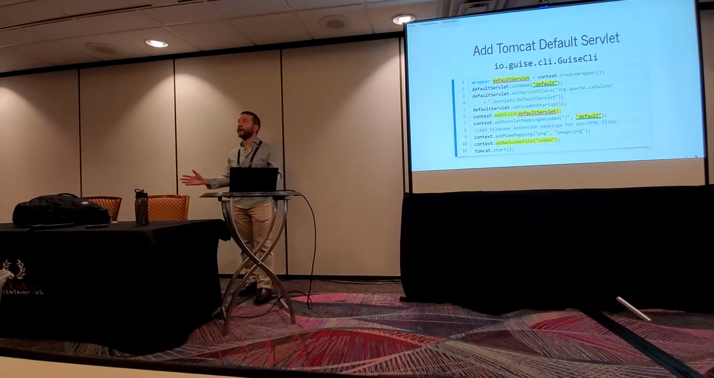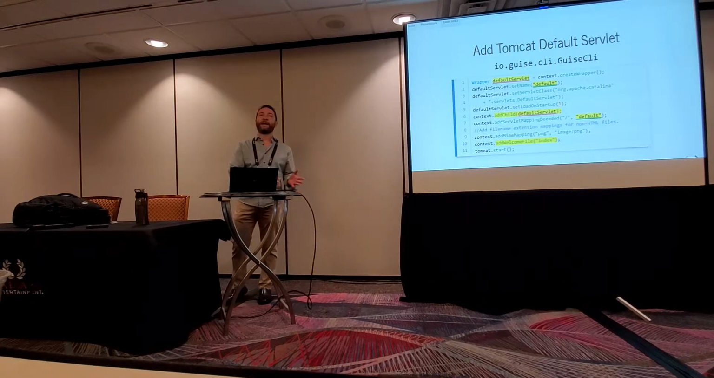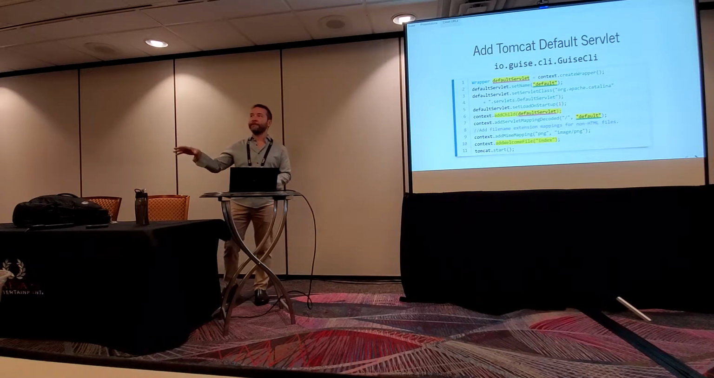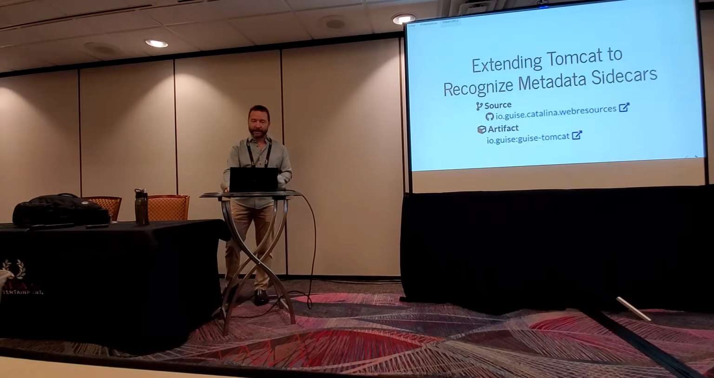So any questions so far? We've talked about clean URLs, and we've talked about how to update Tomcat, using embedded Tomcat with these new files, to have Tomcat recognize a metadata Sidecar file to dynamically get the MIME type from that rather than from the extension.